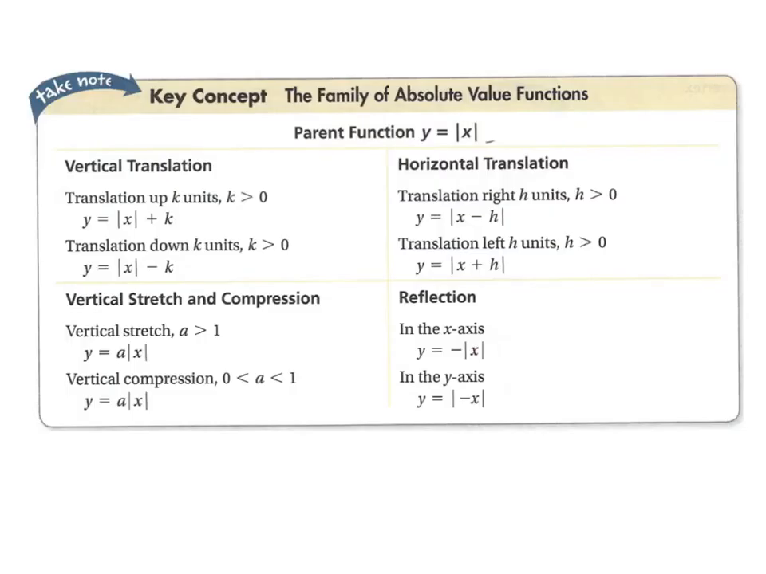Hopefully these notes look pretty familiar. They're the exact same notes that we had from yesterday's lesson, except that everywhere you saw f of x yesterday is replaced with the absolute value of x today. So same thing. We talked about vertical translations moving up and down. We talked about horizontal translations moving left and right. We talked about reflecting over an axis, and we talked about stretches and compressions. They're all the same. So there you go.